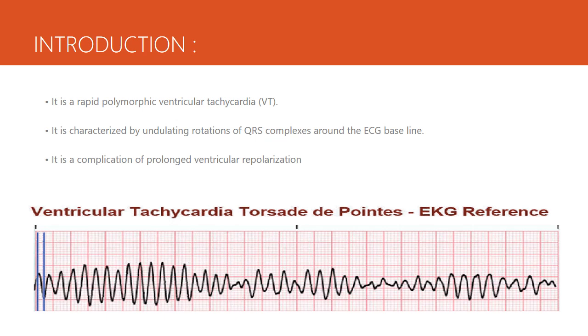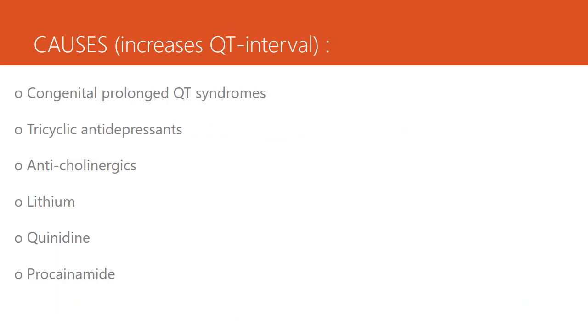It is a complication of prolonged ventricular repolarization, prolonged QT interval. So it is one of the complications of prolonged QT interval. And how do we calculate the QT interval on ECG? We take the start of the Q wave till the end of the T wave, and it reflects ventricular depolarization and repolarization. So you will see a prolonged QT interval.